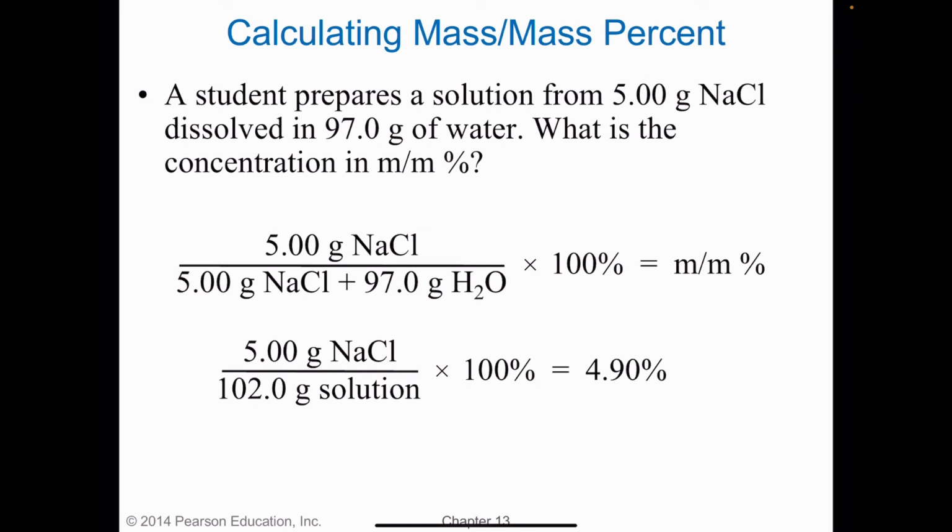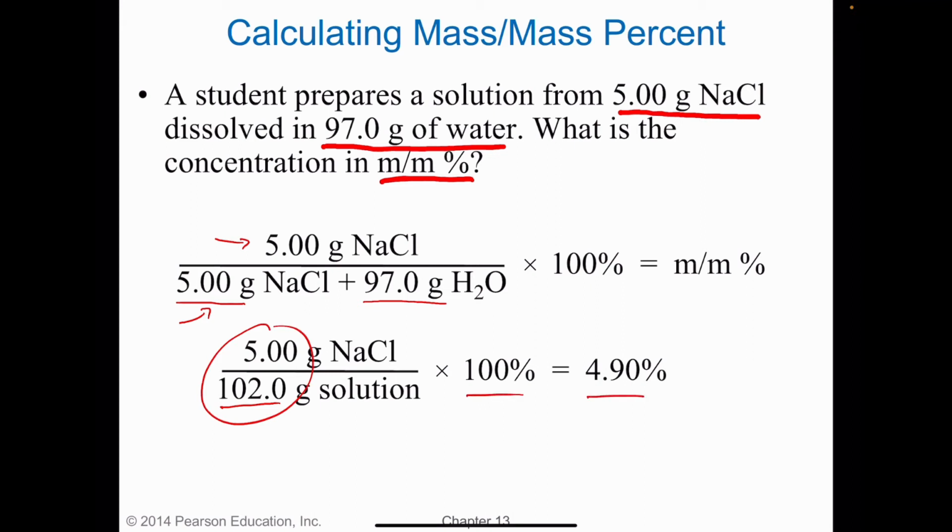So, example: a student prepares a solution using 5 grams of sodium chloride, and they dissolve it in 97 grams of water. What is the concentration expressed as a mass percent? So 5 grams of sodium chloride is our numerator. And then in the denominator, we want the mass of the solution. That means 5 grams of the solute plus 97 grams of the solvent, which sums up to 102 grams. So we do 5 divided by 102 times 100, and we get 4.9%.